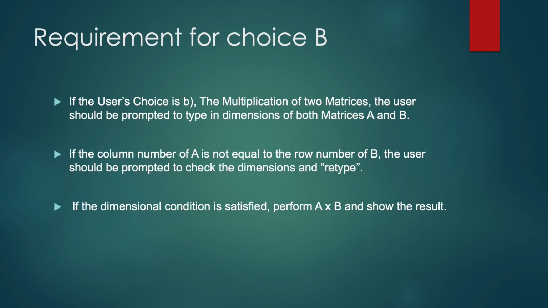For the first choice, which is choice B, the requirement is that we have a multiplication of two matrices where the user is prompted for how many rows and columns each matrix, A and B, will have. The second requirement is that if the column number of set A is not equal to the row number of set B, the user should be prompted to check the dimensions and retype them. If the dimensions are satisfied, we will perform the multiplication of matrices A and B and return the result back to the user.